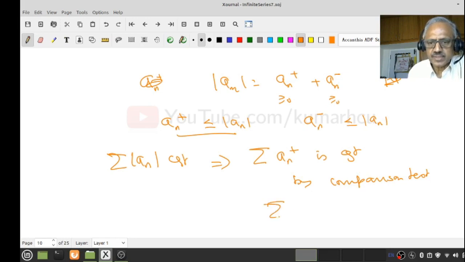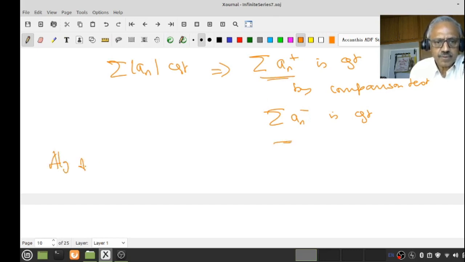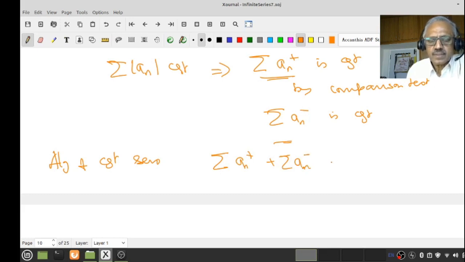And similarly, this series is convergent. Do all of you agree with that? Okay. Now, since this infinite series is convergent, by algebra of convergent series, this series an plus an minus is convergent and the sum is the same as an plus an minus.